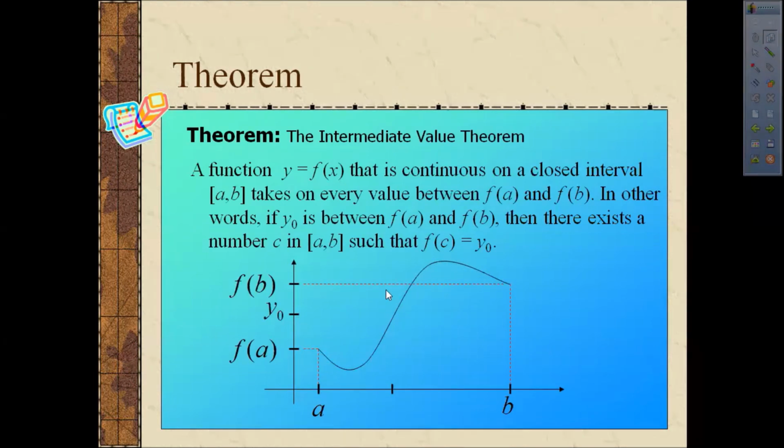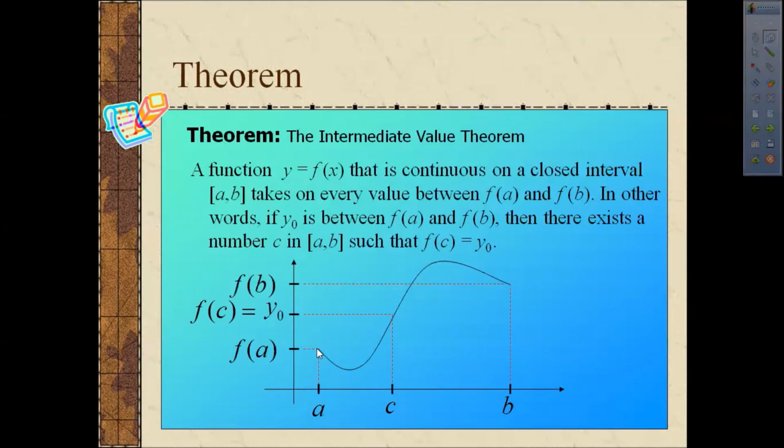Then we're guaranteed that somewhere between A and B, we will have a function value equal to that y value in between f of A and f of B. In fact, we're guaranteed all of the y values in between f of A and f of B. They're going to happen somewhere along this graph, somewhere between A and B. I like to think of this as kind of the mountain climber theorem.